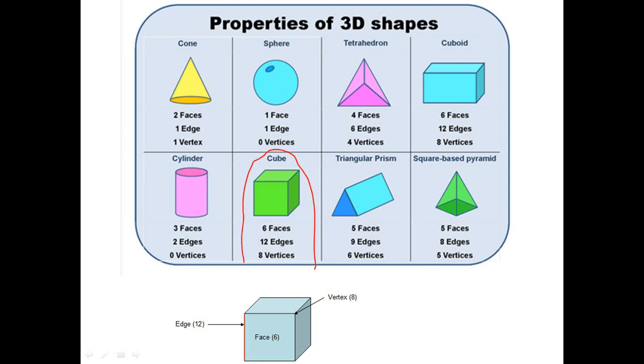Yes, it has 6 faces. We have taken it, yes, and 12 edges and 8 vertices, right? So we will write in the box. And what is the shape of the face here? Look at it. Is it a circle? No. Is it a rectangle? No. Is it a triangle? No. It is a square. Why square? Because all the sides are equal. All the sides here are equal in length. So this is a square shaped face for the cube.